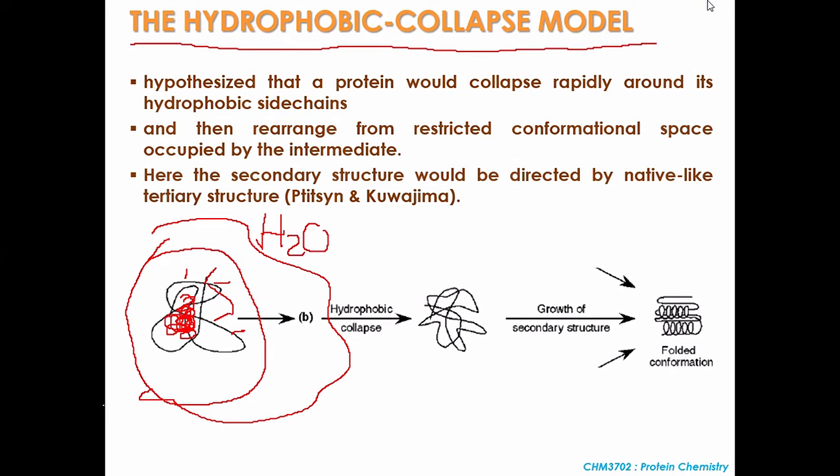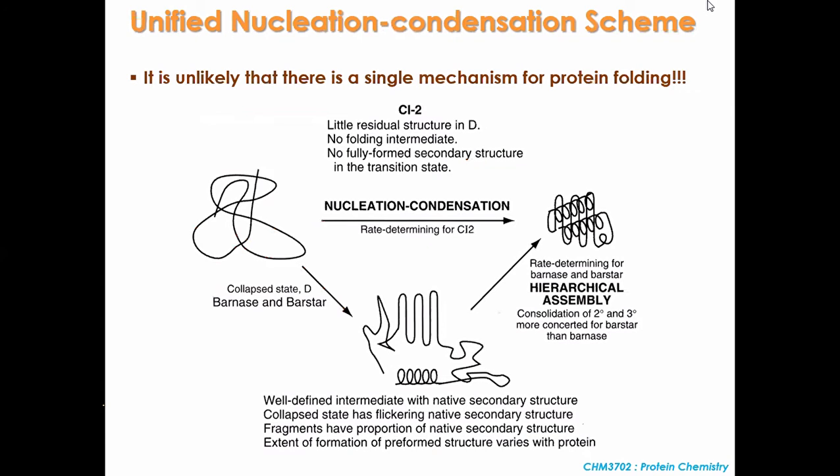Okay, so this is the most realistic model based on my opinion lah. So that's why I told you I like this model, because this is the most realistic and the easier to understand. Okay, but in reality, yeah, it is unlikely that there is a single mechanism for protein folding. Sometimes they combine. They combine nucleation and condensation. They combine nucleation and hydrophobic collapse, or they combine all three together.